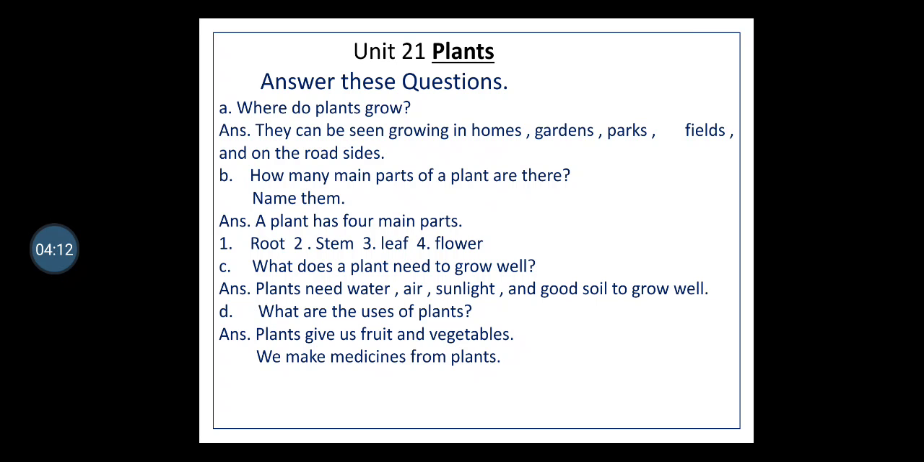B: How many main parts of a plant are there? Name them. A plant has four main parts: root, R-O-O-T; stem, S-T-E-M; leaf, L-E-A-F; flower, F-L-O-W-E-R. Root, stem, leaf, flower.